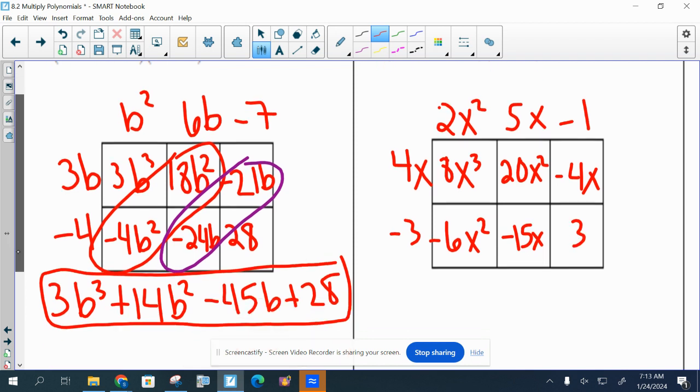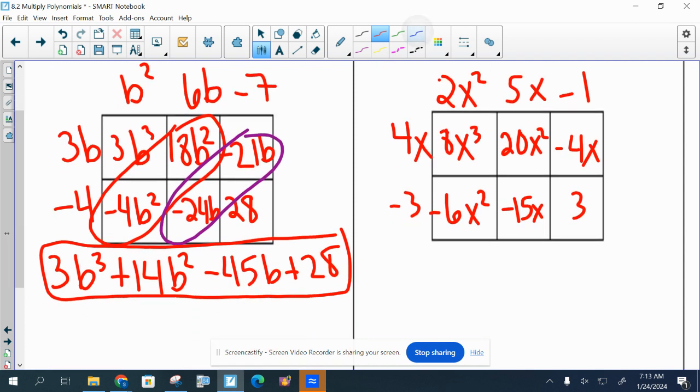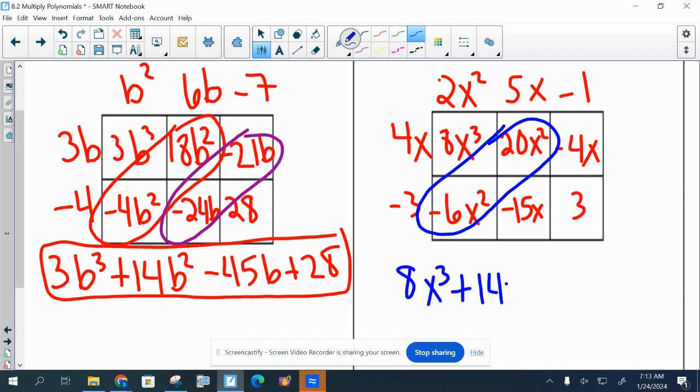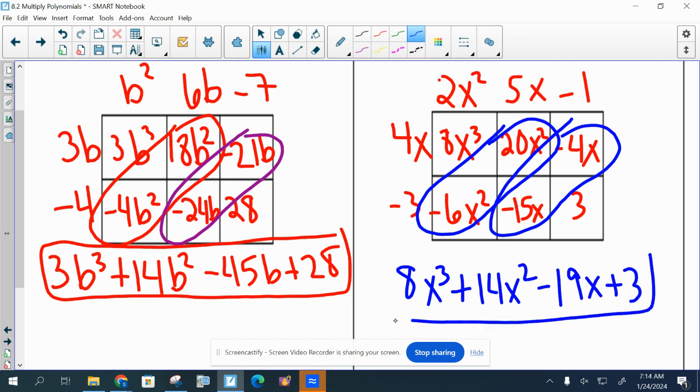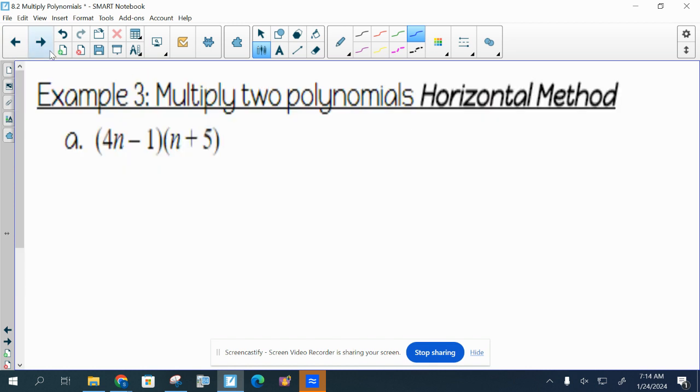Then you're going to combine all your like terms from highest to lowest power. So 8x to the third comes first. And then these are both x squared, so that would add up to 14x squared. And negative 4 plus negative 15 would make minus 19x. And then plus 3. So that's the answer to the last question. Okay, flip your page over for some different examples.